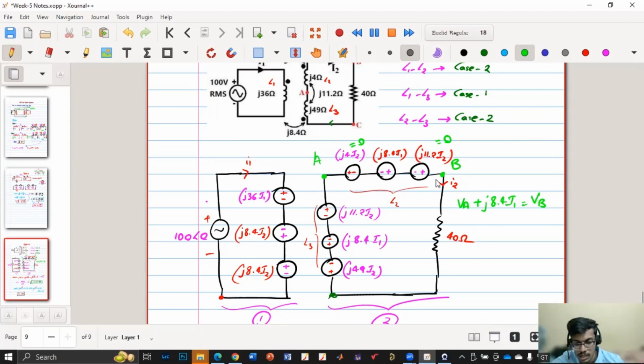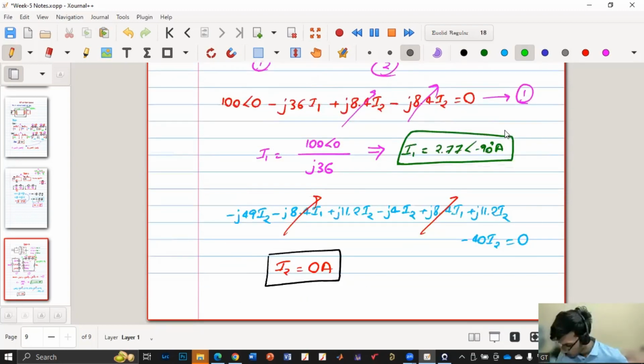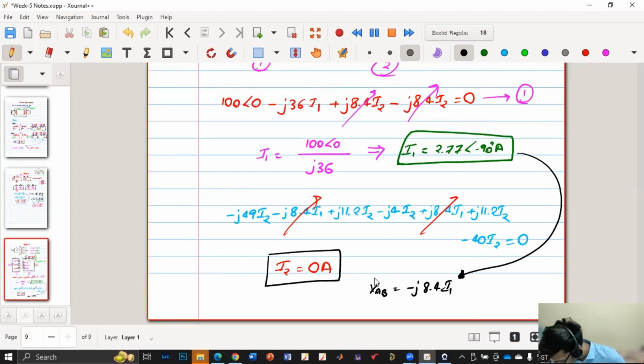From here to here, there is an increment. VB is at a higher potential. Because I2 is 0, I will just remove these two, and VB is just VA plus J 8.4 I1. Do you agree? Just small KVL. Okay, so VAB is minus J 8.4 I1. So substitute this I1 here and tell me, can you tell me the value of VAB?